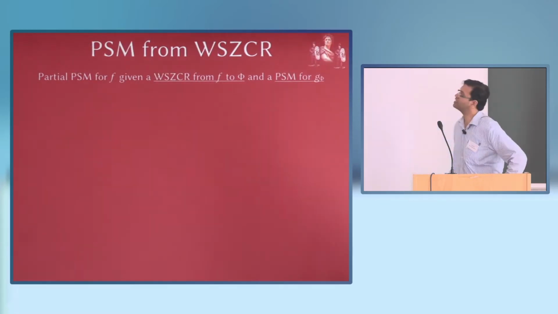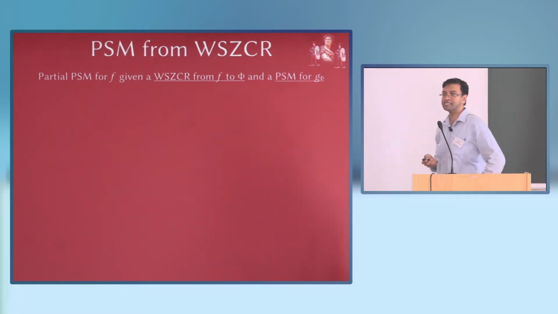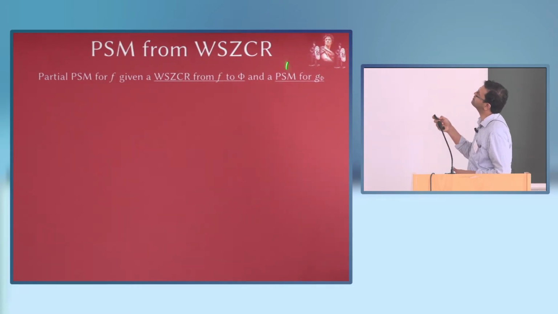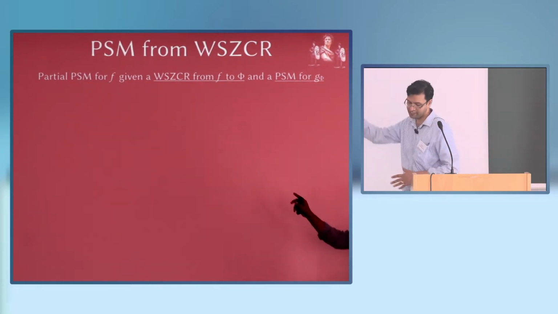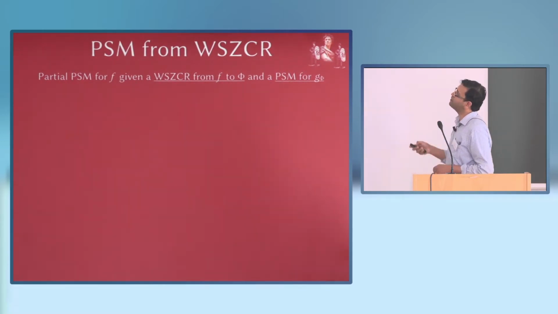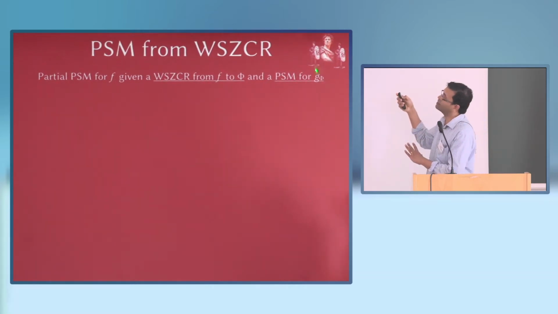But what I want to spend some time on is a connection with PSM, or private simultaneous message. So first I'll show you how to get a PSM for F from a weakly secure ZCR. Earlier, in the previous connection with CDS, I didn't care about any security. It was just a ZCR. Now I need a weakly secure ZCR, or weak ZCR, from F to phi. And again, it's going to be like a reduction. I'll need a PSM for this new predicate, which I'll describe.